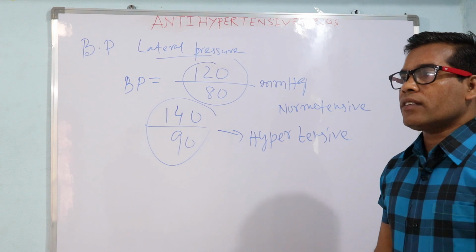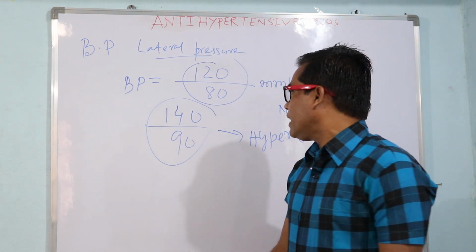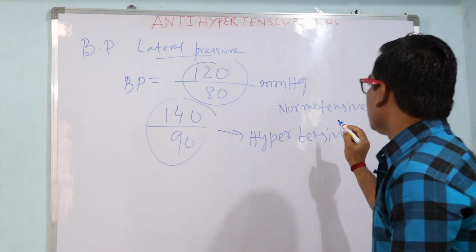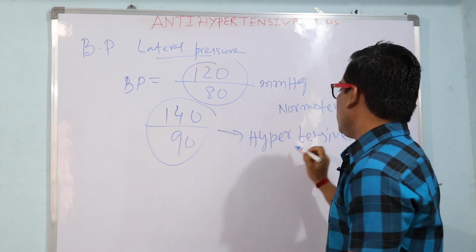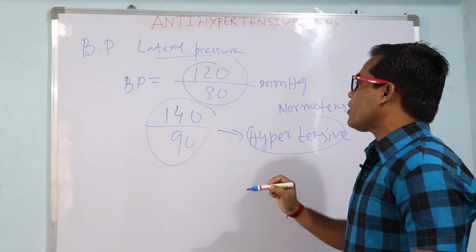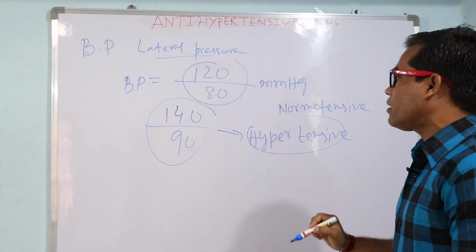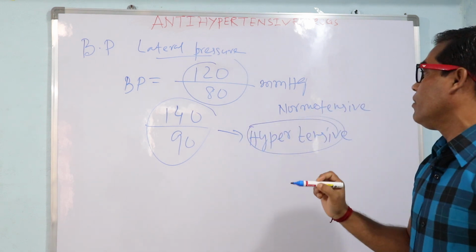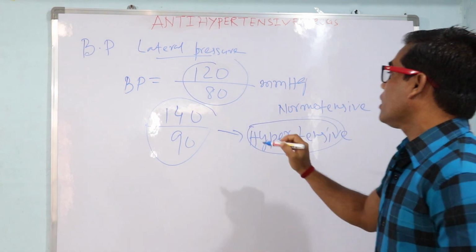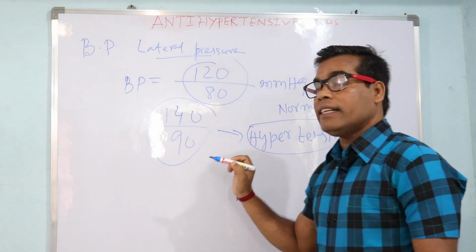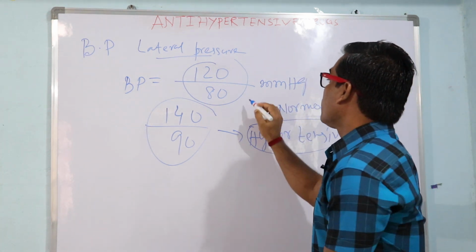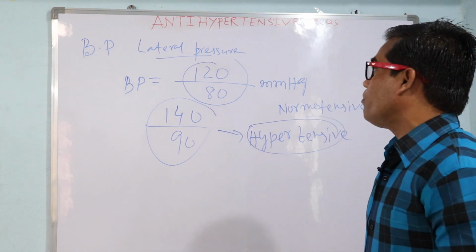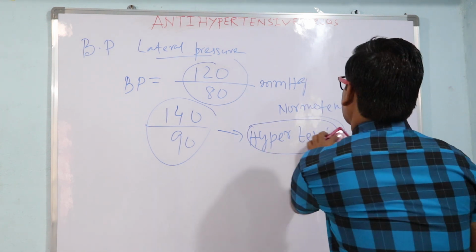Normotensive means the blood pressure is normal, that is 120 by 80 mmHg. Hypertensive means the blood pressure is increased, that is 140 by 90. And when the BP is below the normal blood pressure, that is known as hypotensive. So these are the three terminologies we use for the measurement of blood pressure.